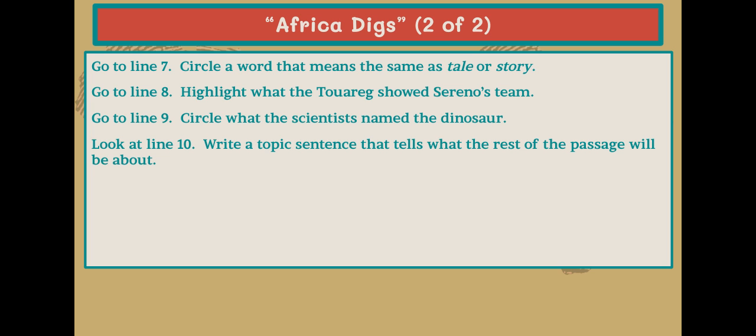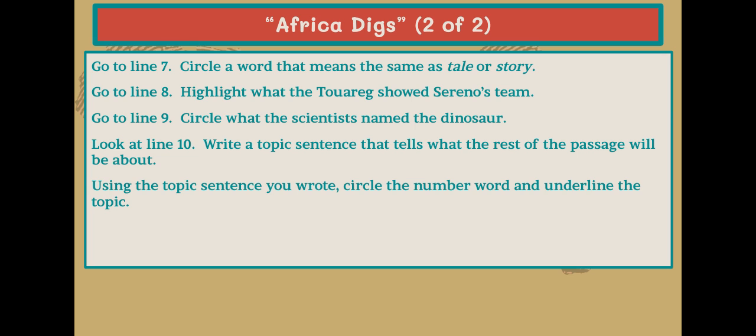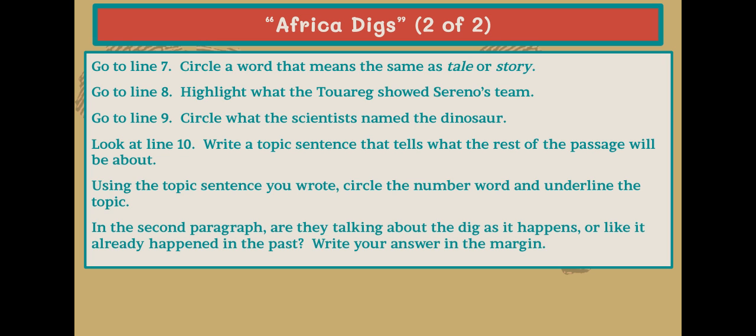Look at line 10. Write a topic sentence that tells what the rest of the passage will be about. Using the topic sentence that you wrote, circle the number word and underline the topic. In the second paragraph, are they talking about the dig as it happens or like it already happened in the past? Write your answer in the margin.